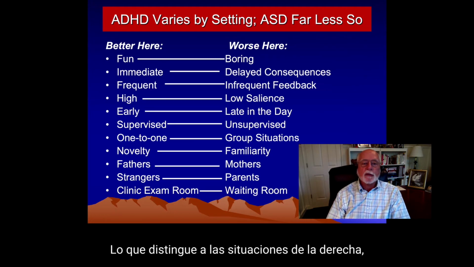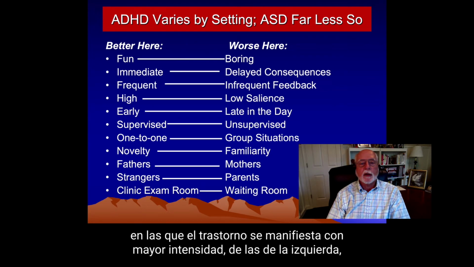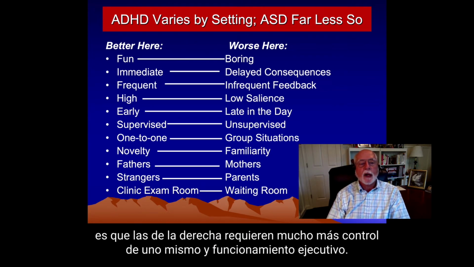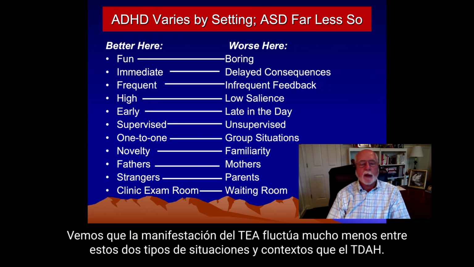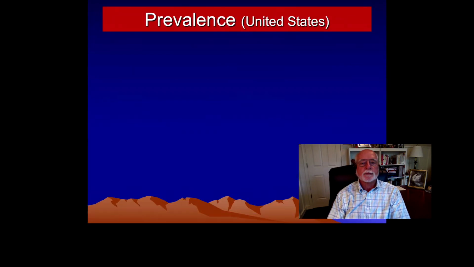What distinguishes the situations on the right, where ADHD is worse than those on the left, is the ones on the right require much more self-regulation and executive functioning. We see ASD fluctuating far less across these kinds of situations and contexts than is ADHD.